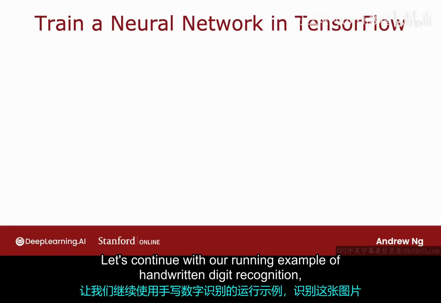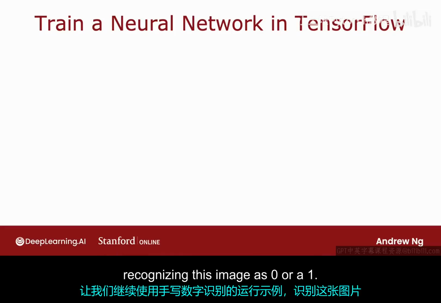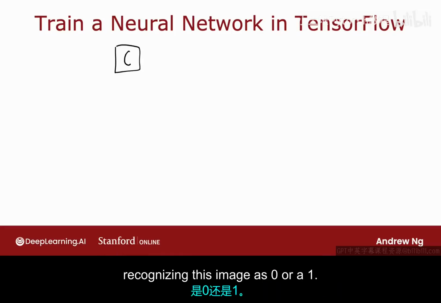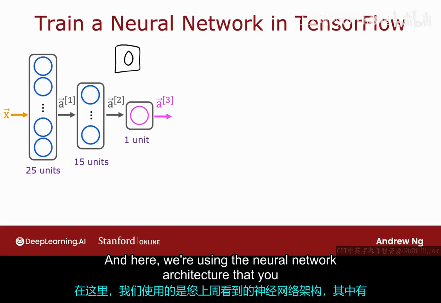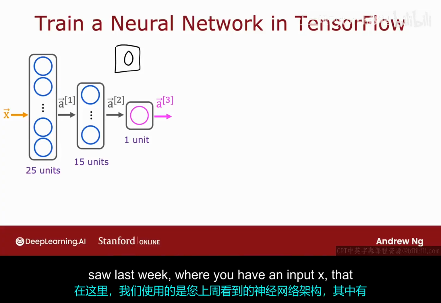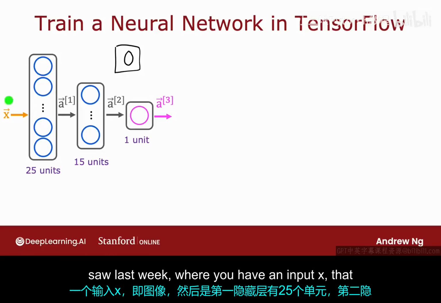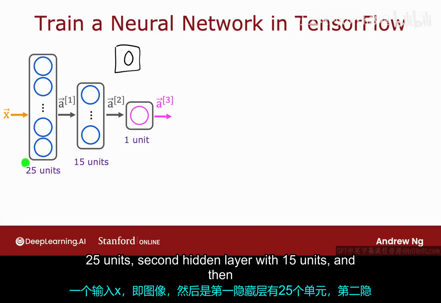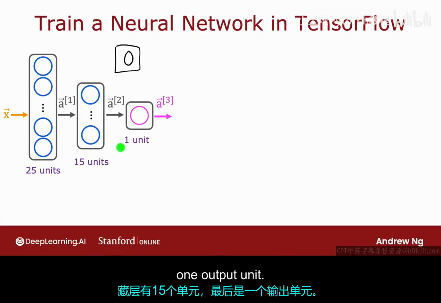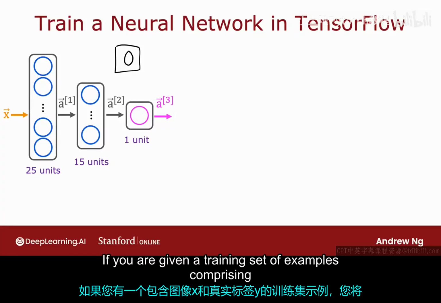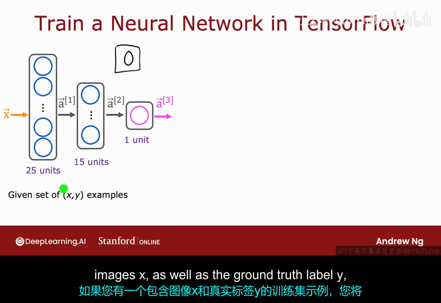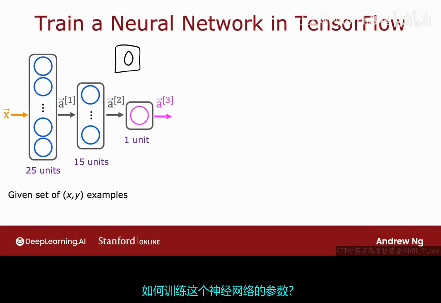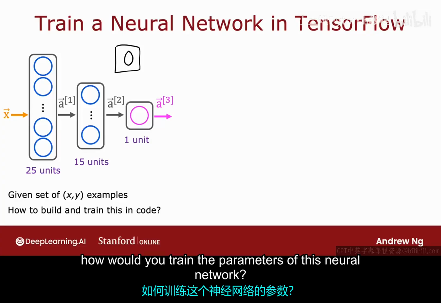Let's dive in. Let's continue with our running example of handwritten digit recognition, recognizing this image as 0 or 1. And here we're using the neural network architecture that you saw last week, where you have an input X, that is the image, and then the first hidden layer with 25 units, second hidden layer with 15 units, and then one output unit. If you're given a training set of examples comprising images X as well as the ground truth label Y, how would you train the parameters of this neural network?